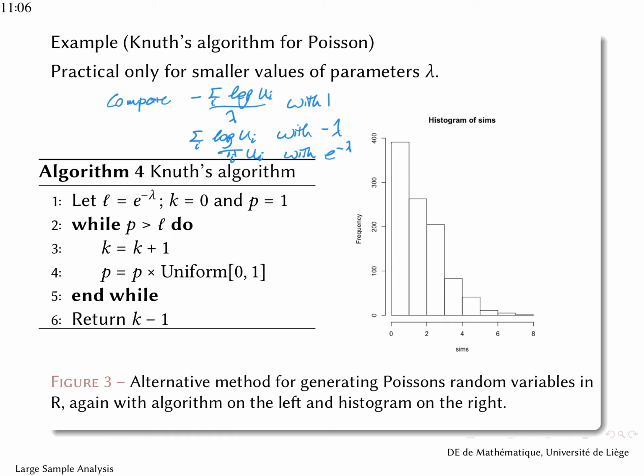And so that is what Knuth's algorithm does. It makes a product of uniformly distributed random variables and compares it to e to the power minus lambda. These two algorithms are quite simple, but they are only practical for smaller values of lambda, since on average you will require to generate lambda times an exponential.